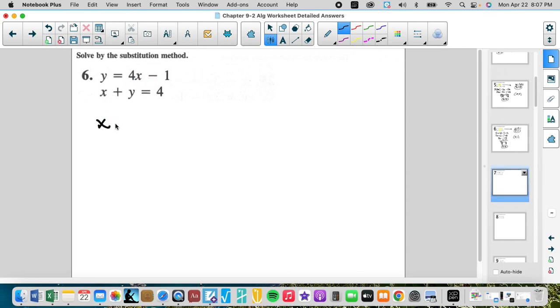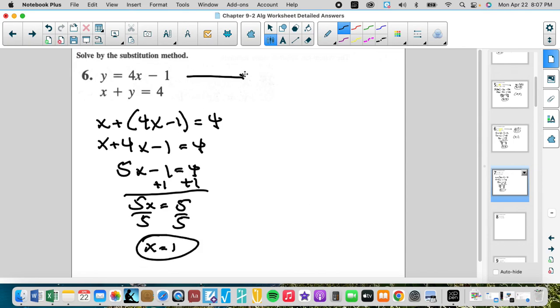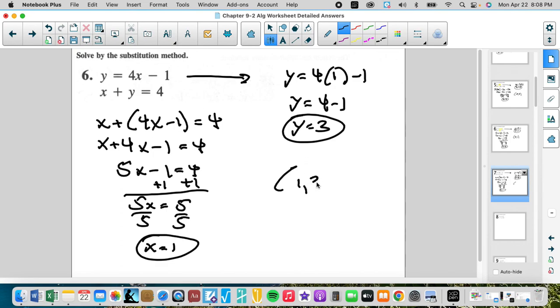So we have x plus my y value. I'm going to continue to write that. I'll distribute x plus 4x minus 1 equals 4. 5x minus 1 equals 4. Add 1, add 1. 5x equals 5. Divide by 5. X equals 1. Y equals 4 times my x value minus 1. Y equals 4 minus 1. Y equals 3. So we get the coordinate 3, 1.